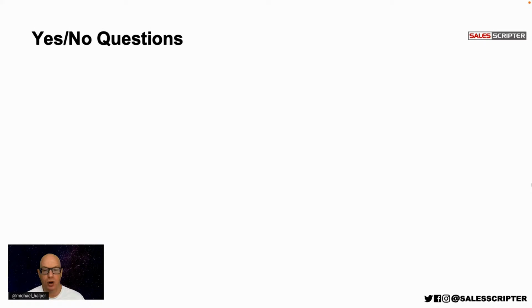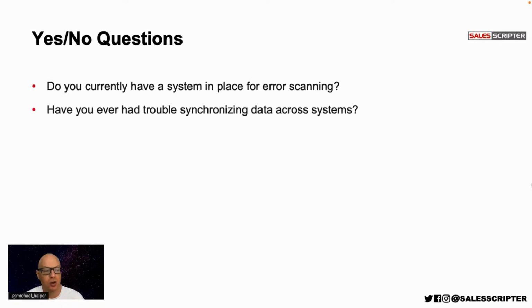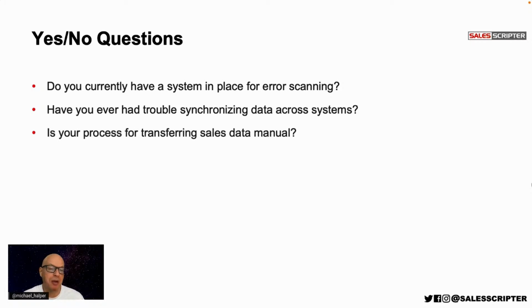Now, I mentioned when we started talking about questions that you should not ask "do you have" questions, because those are closed questions, questions that can be answered with yes or no. There are times when it does make sense to ask very specific closed yes/no questions. And this is when you want a very specific answer of the prospect has this, or they don't have that, or they want this, or they don't want that. Do you currently have a system in place for error scanning? Have you had trouble with synchronizing data across systems? Is your process for transferring sales data manual? As you can see, very specific questions. Maybe the answers to those, even if it's yes or no, are very valuable.